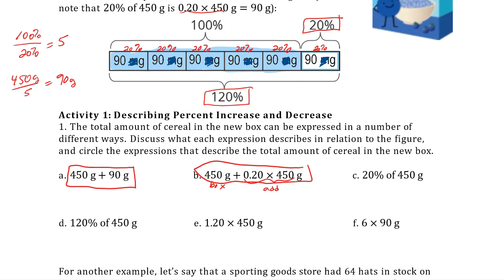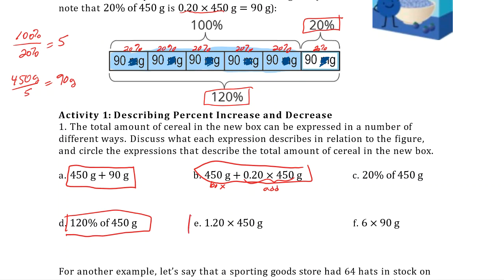How about 20% of 450? That's only going to give me this part right here. That's just going to give me the amount that was added. It's not going to give me the total amount in the new box. D, 120% of 450. Yeah, that's going to work. 120% of the original amount. And that's what we see up here in this diagram. 120% of the original amount will give me the original amount plus the extra 20%.